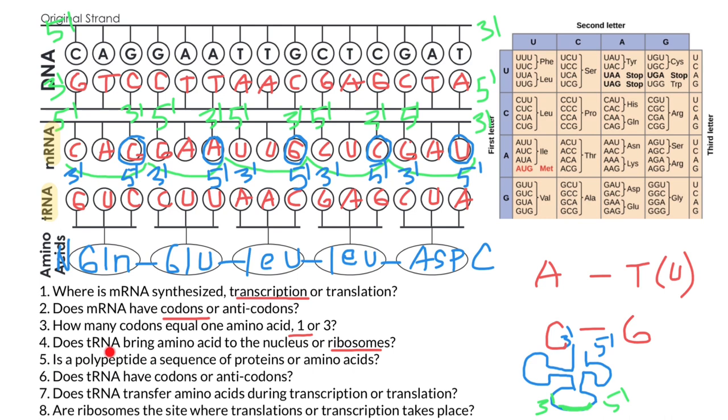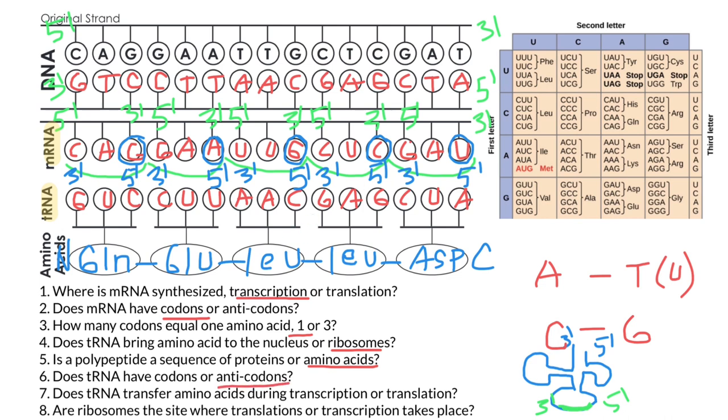Next question is, is a polypeptide a sequence of proteins or amino acids? A polypeptide is a long chain of amino acids, and such a long chain, when it has its function, we call a protein. So a polypeptide is a sequence of small residues, which we call amino acids. So let's underline. And next question, does tRNA have codons or anticodons? Messenger RNA has codons, and tRNA has anticodons.